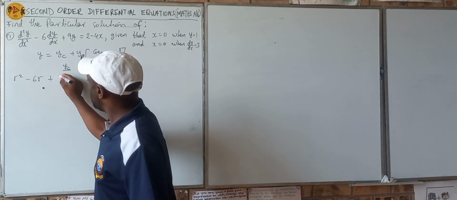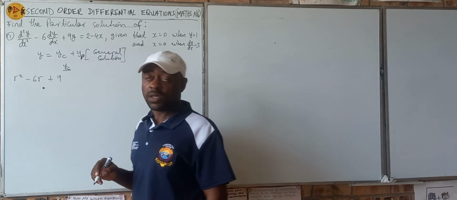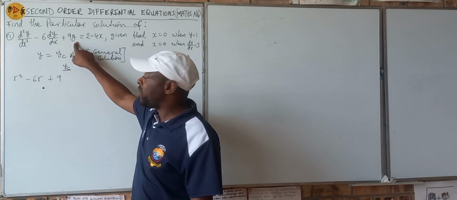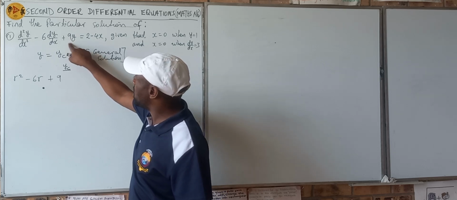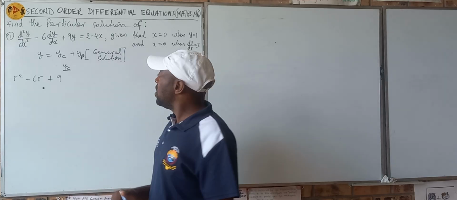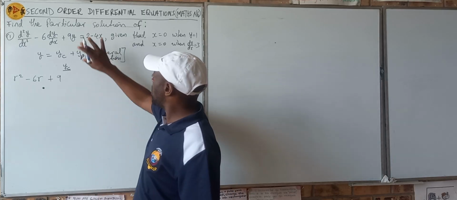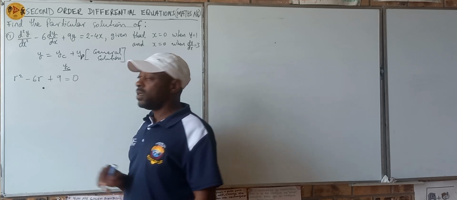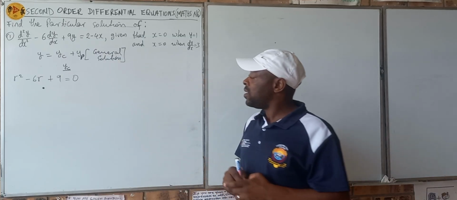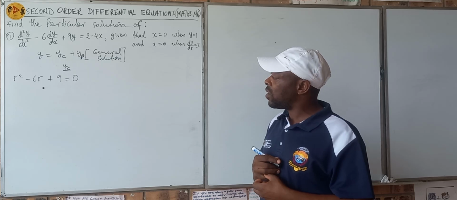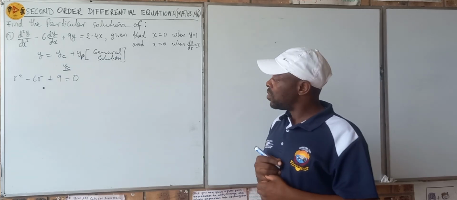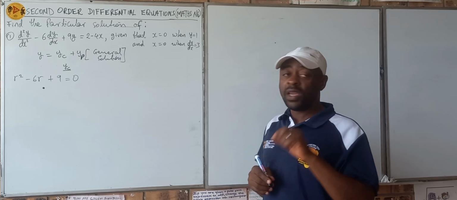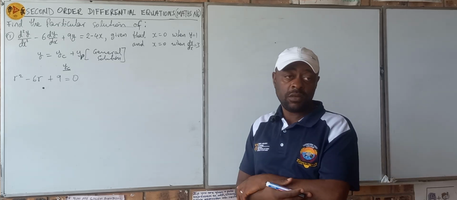So if y is 1, it means I'm having 9, because it's 9 times 1. I don't expect you to say it's 9 to 1, because 9y means 9 times 1. Then, because we don't use the right hand side for our yc, we'll have to replace it by 0. So this is your first step of a second order differential equation. Once you go through this first step, we expect to see a quadratic equation.